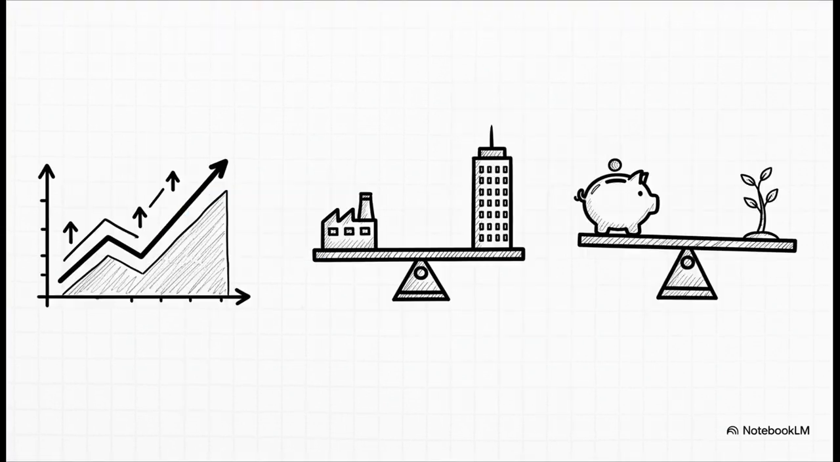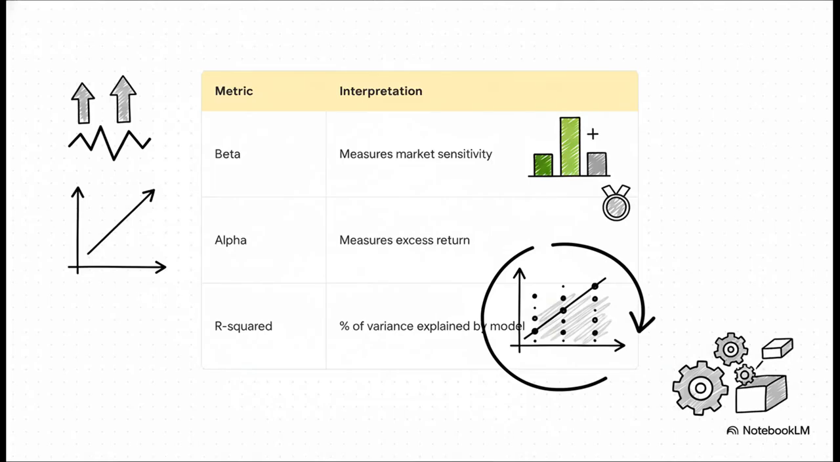So what did they add? Well, they kept the market factor, of course, but they added two new ones. First, a size factor. This captures the fact that historically, smaller companies have tended to outperform bigger ones. And second, a value factor, which captures the tendency for cheap, value stocks to do better than expensive growth stocks over the long haul.